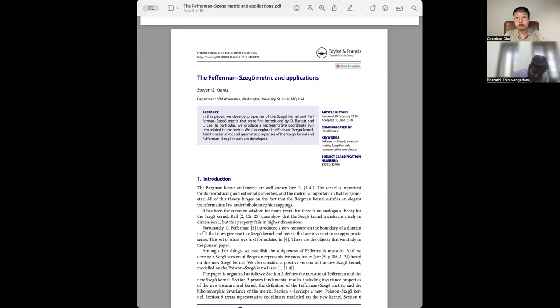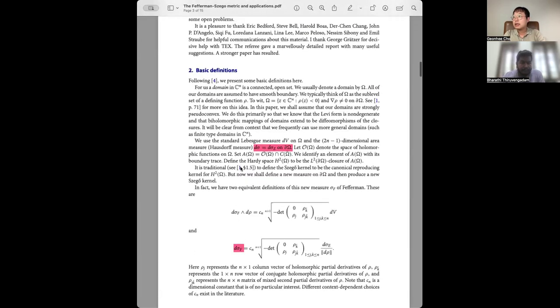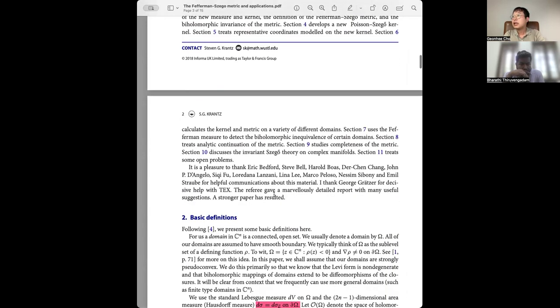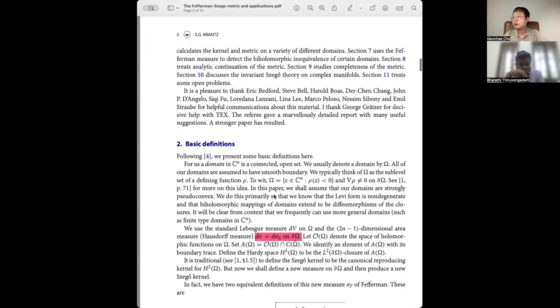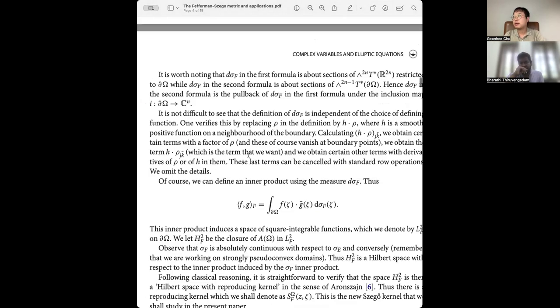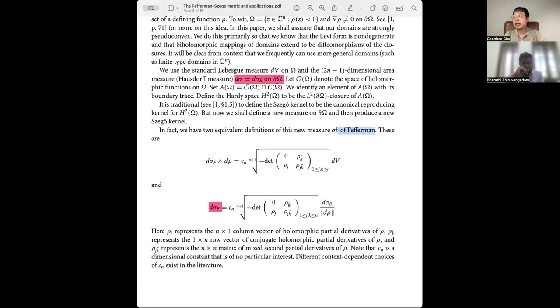I'd like to show you some open questions in this paper. First, the setting of this paper already assumes a smooth boundary, and it describes the so-called Fefferman measure. Instead of considering the Lebesgue measure, there is a reason to consider the Fefferman measure. You can take a look.